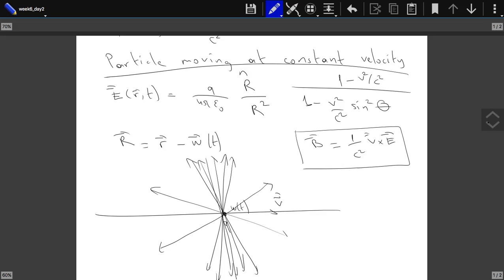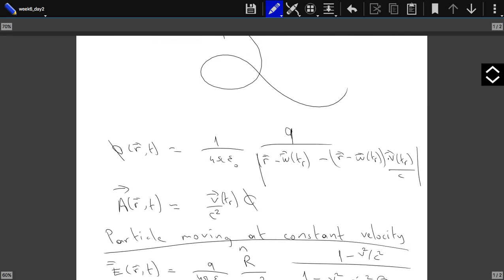Yes. We already know the potential. So the electric field, given the potentials, is minus the gradient of phi minus dA by dt. And B is the curl of A.